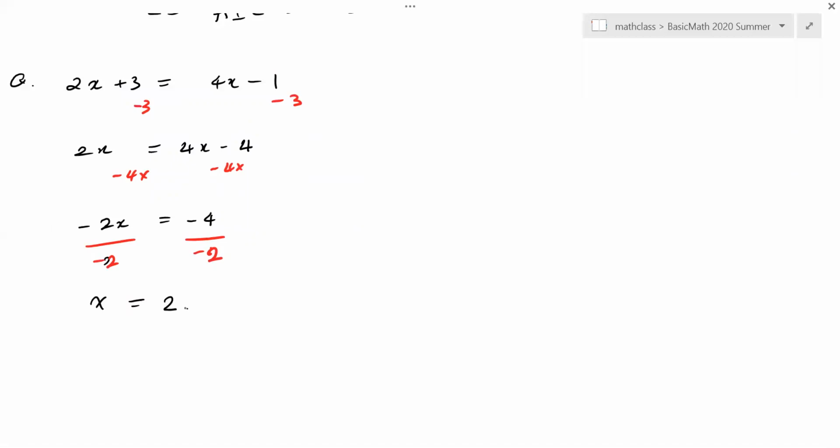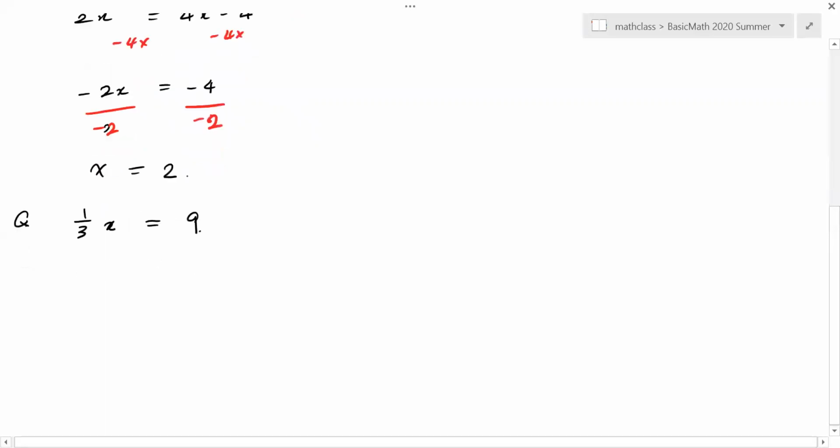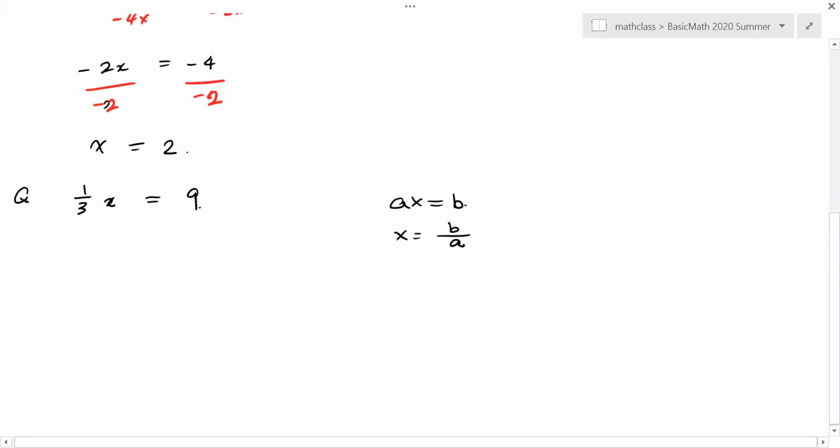Now, for equations with fractions, there are a couple of ways to do it. Since this is already in the form ax equals b, you divide both sides by a, so you get b over a. That's the solution. Now, if we do that, we view 1/3 as a constant. Then x is going to be 9 over 1/3.